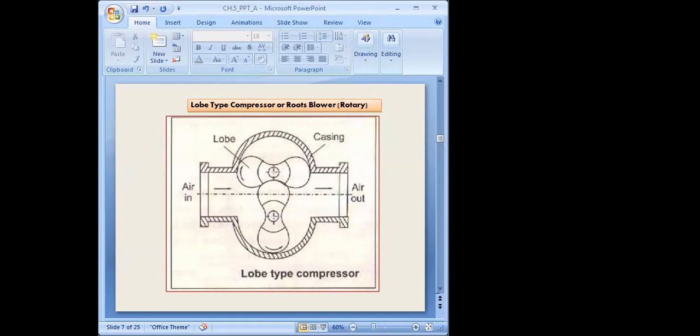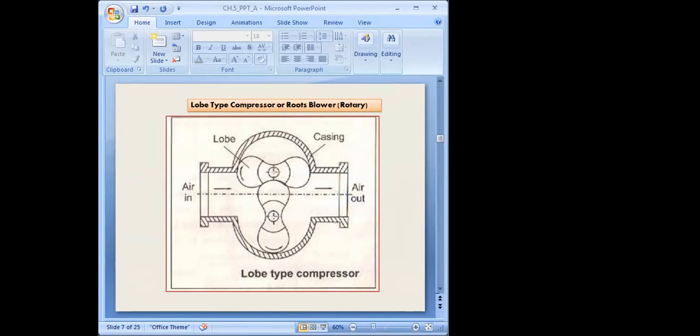In this case, the pressure developed is a function of your system load, that means the back pressure. Here you can see the construction of our lobe type air compressor. This is the first lobe, this is the second one. We have seen the lobe pump, and the same here, a lobe type compressor. Air is transferred from the suction side to the delivery side with the continuous rotation of these two lobes.